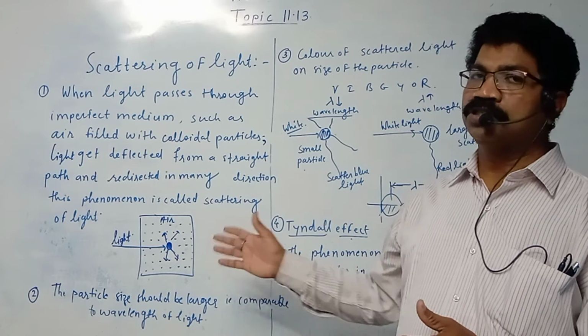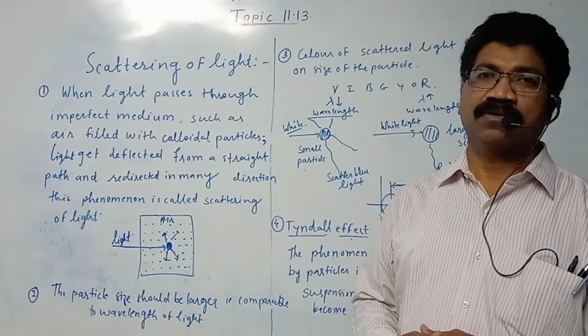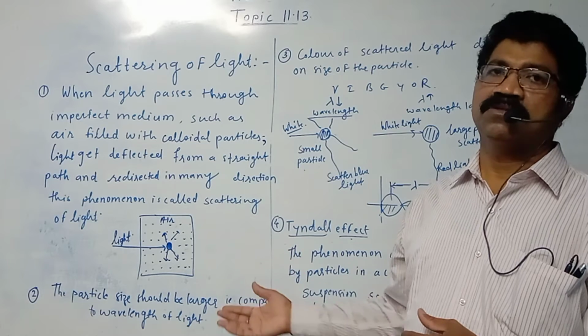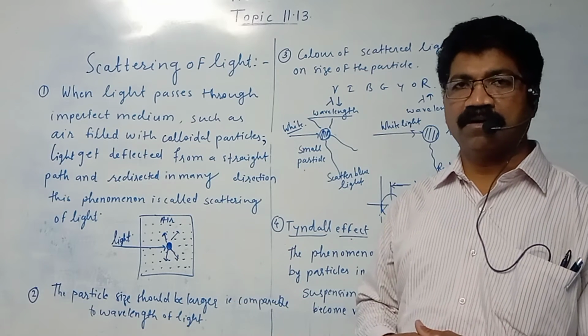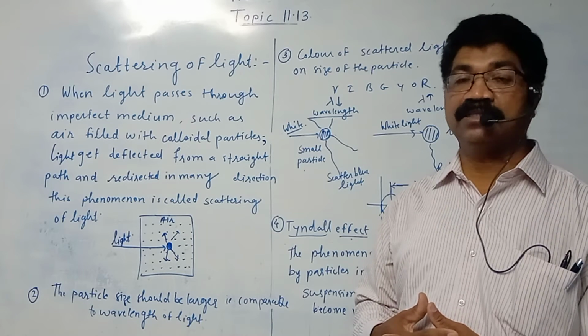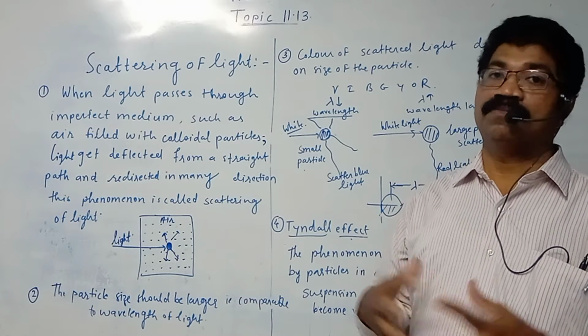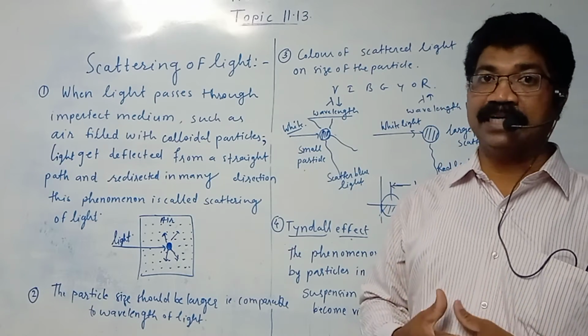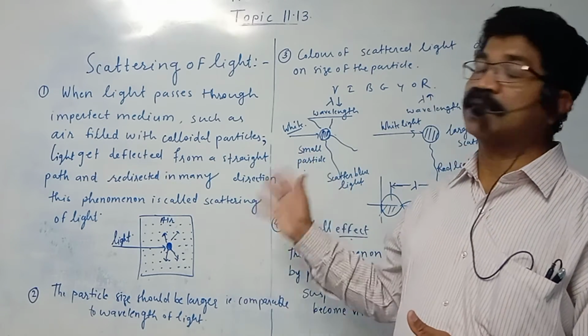Okay, clouds scatter the light. That's why you see the cloud in the sky, and light is present in the atmosphere before sunrise and after sunset. Some 15 to 20 minutes of light is present in the atmosphere. Why? Because of the scattering of light.